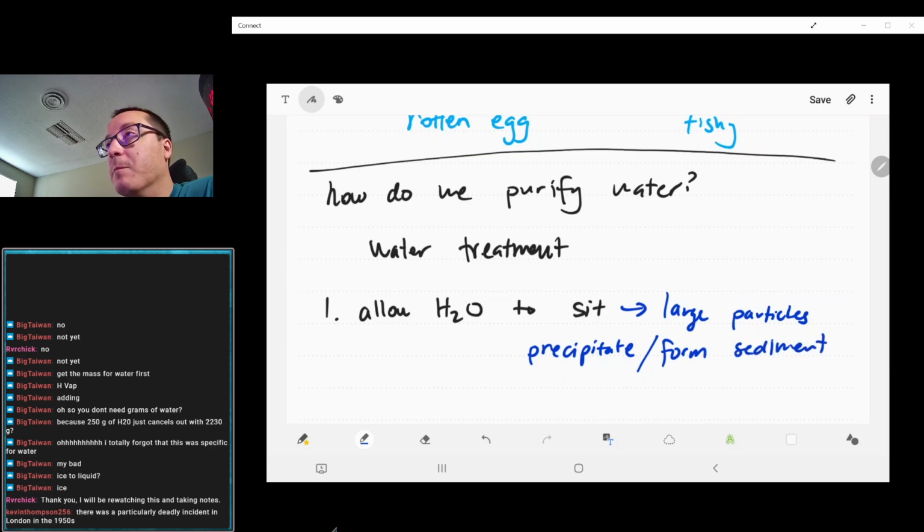So we know that if you take some sandy water, you shake it up, and you let it sit, eventually all that sand will filter out and end up at the bottom. That's what we're looking at here. We just allow that water to sit there for a period of time, and the big stuff just settles to the bottom where we can collect it and get rid of it.